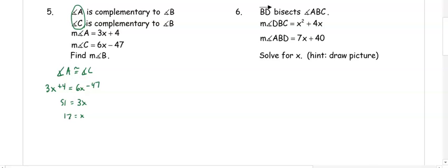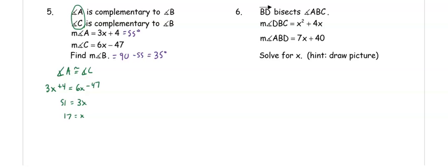Now, to find angle B, x is just a variable in this case. So we need to substitute in. So I'm going to do 3 times 17 plus 4. 3 times 17 plus 4 gets us 55 degrees. Remember that A is complementary to B, so to get B, we would do 90 minus 55, and we get 35 degrees.